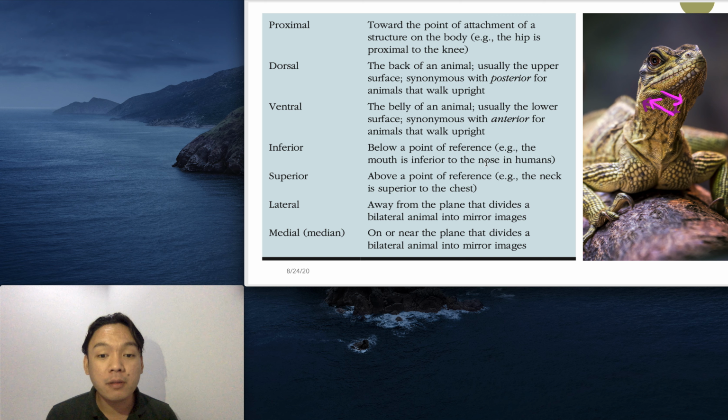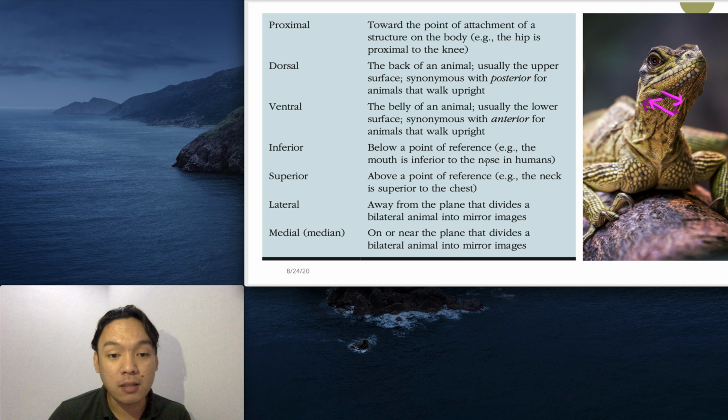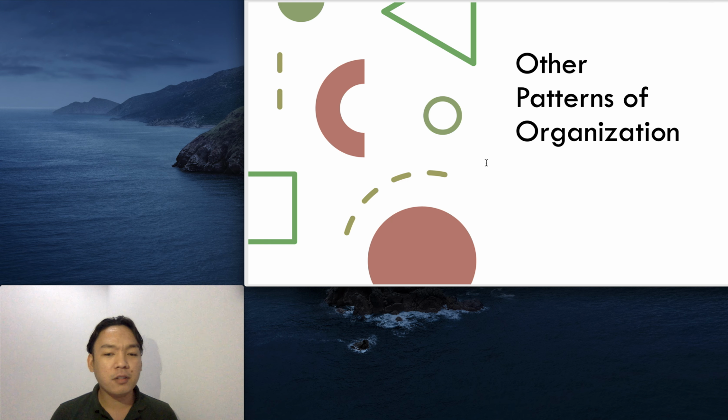When you say lateral, it's away from the plane that divides a bilateral image into its mirror images. So away from the plane is away from the middle. When you say towards the middle, or towards the plane that divides the animal, we call that medial or median. So what are the other patterns of organization?